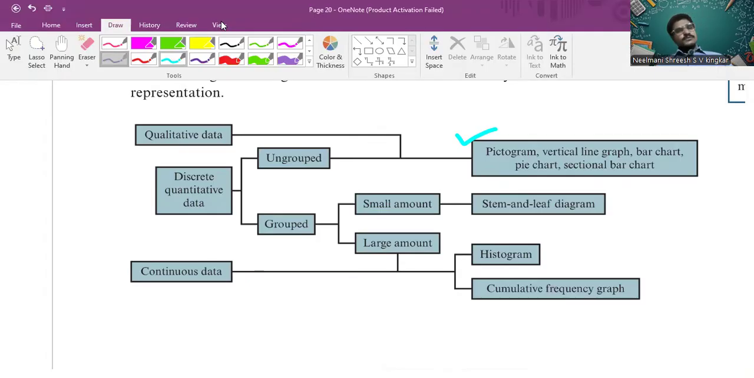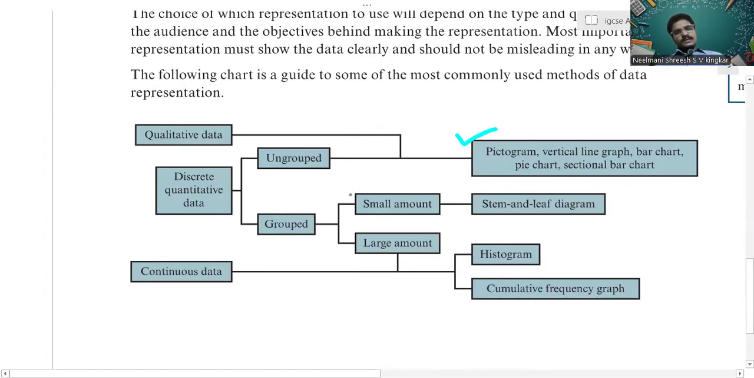In case of grouped data, we have divided it into two parts, a smaller group data and a larger group data. For a smaller group data, we always prefer a stem and leaf, a diagram that we will talk about just now. And for the larger amount of group data, it's again represented by two forms. It can be a histogram and it can be a cumulative frequency graph. In case of continuous data, there are only two ways, the histogram and the CF graph. So I hope this clears up how we represent different types of data in different contexts, right?